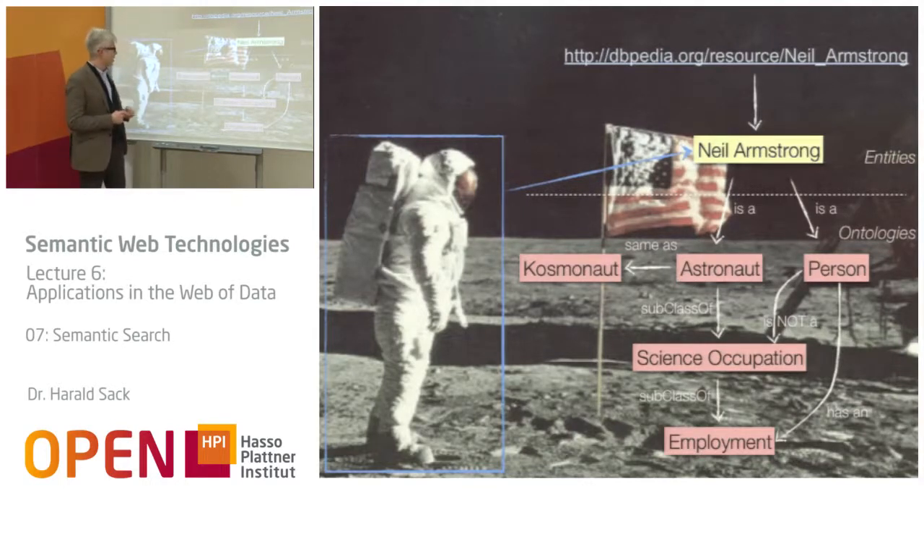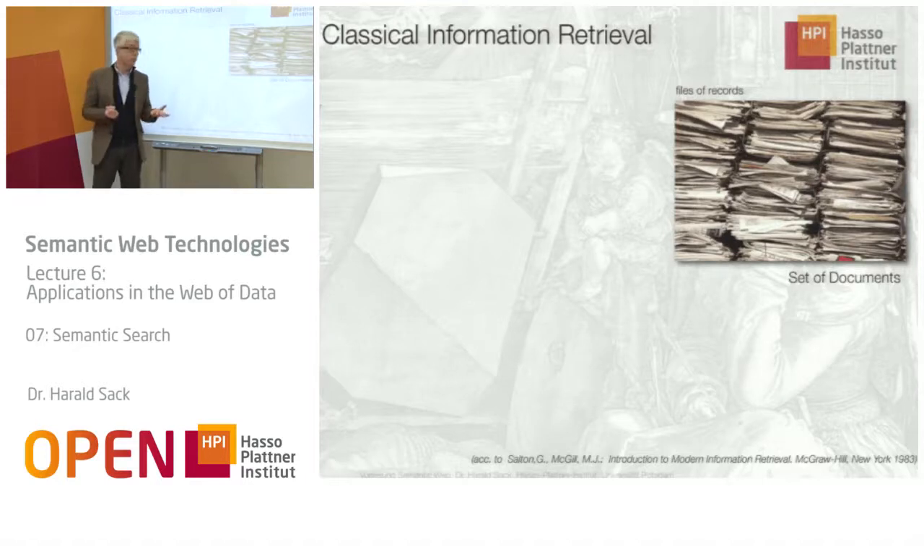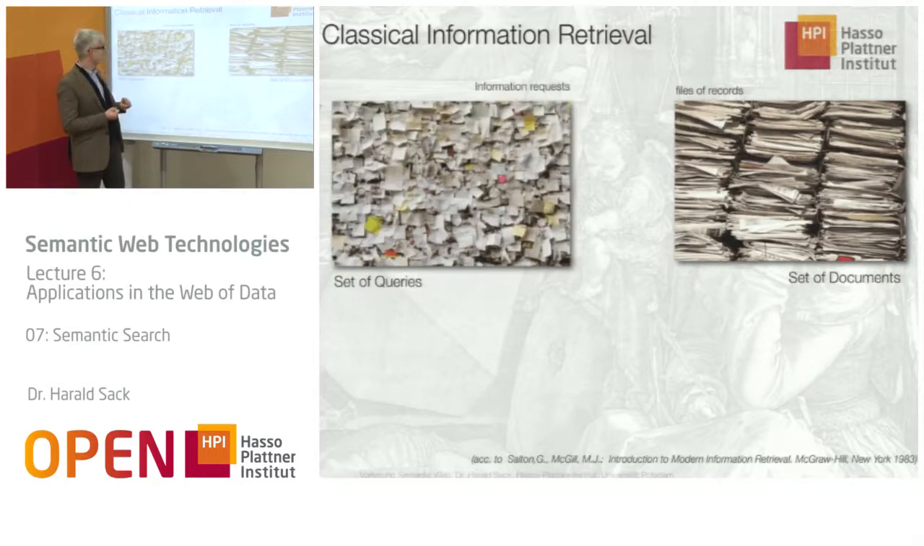So let's go back to traditional or classical information retrieval. How does it work? In general, you have a set of documents, which are files of records. And on the other hand, you might have information requests, so a set of queries. And the problem now is you have to match these queries to your documents. So you have to find which documents really fit the queries that you have. For that, you do the following thing.